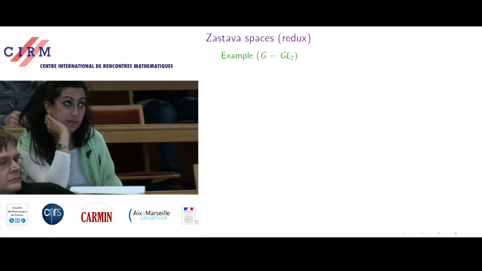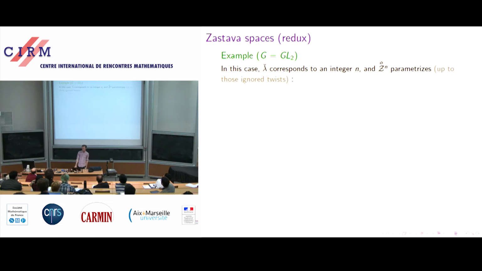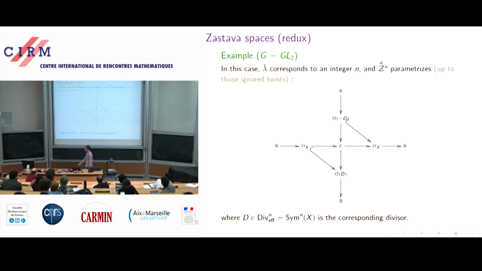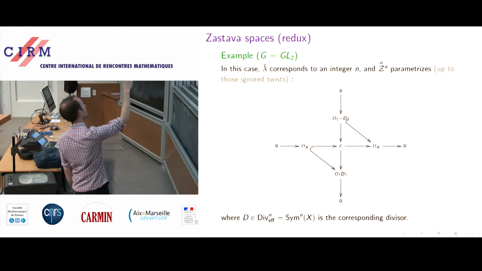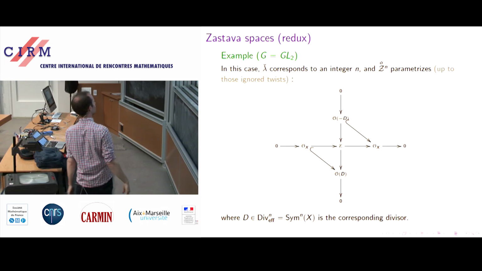OK, so one example in the case of GL2. So here, lambda check corresponds to, just to get a feeling for what this thing actually is. So lambda check now, it's just an integer. And what this Zastava space parameterizes up to those same twists that I'm ignoring is the following. So it's going to be a rank 2 bundle with 2 extensions. One of them just an extension of O of x by O of x, and the other one an extension of O of d by O of minus d for some divisor. So that's like the associated divisor for this thing.